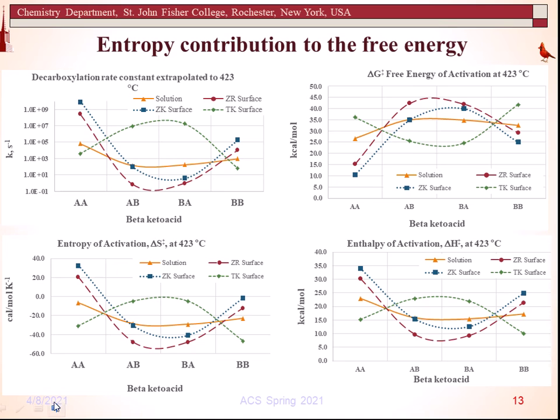If you compare the top right diagram with the bottom left, you will see that the entropy has a high impact on the free energy. Graphs are almost mirror images of each other. Low negative entropy makes high values for free energy for unsymmetrical ketones with zirconia, and the picture is reversed with titania catalyst. We wanted to understand the strange effect of the product symmetry on the selectivity.